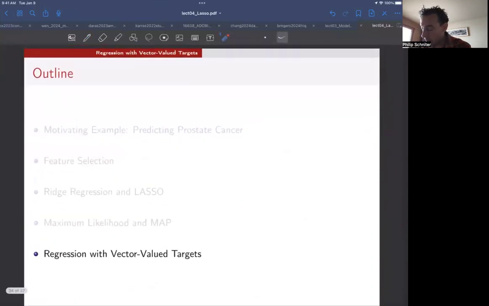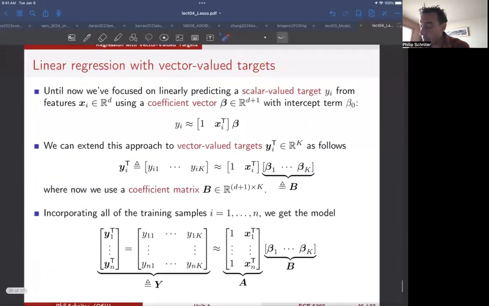Okay, so that pretty much is the main technical content of this unit 4. The last thing I want to talk about just very briefly, because it relates to something in the lab for this unit, is how we do linear regression with vector value targets. What I mean by that is until now, we have been focusing on scalar value targets. So in other words, we might have D different features, but we're using them to predict a single target y. That would be scalar value targets.